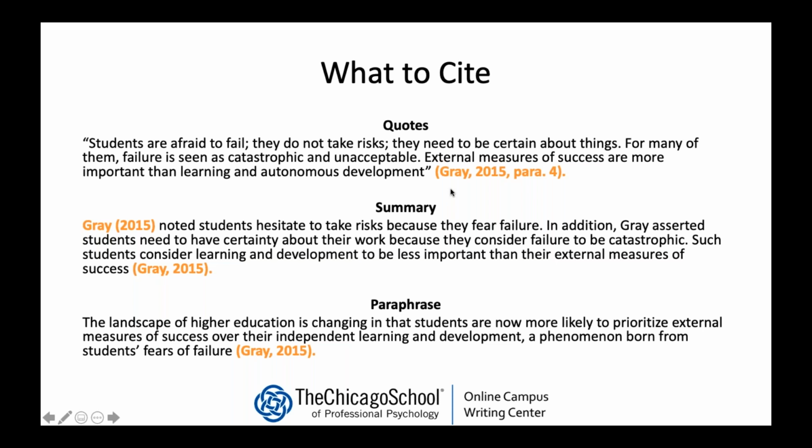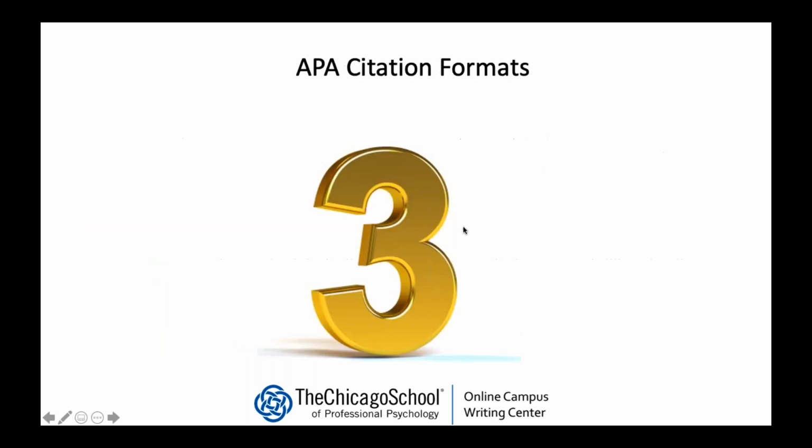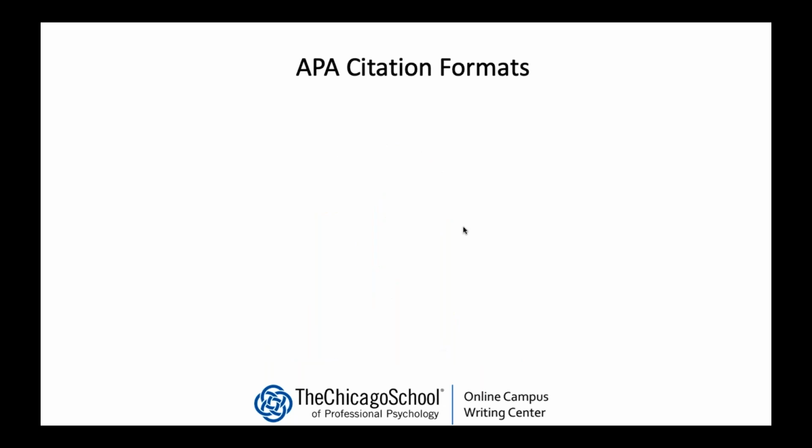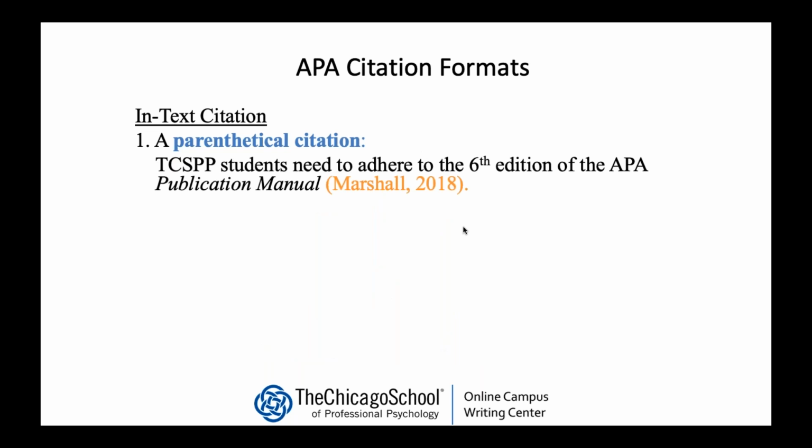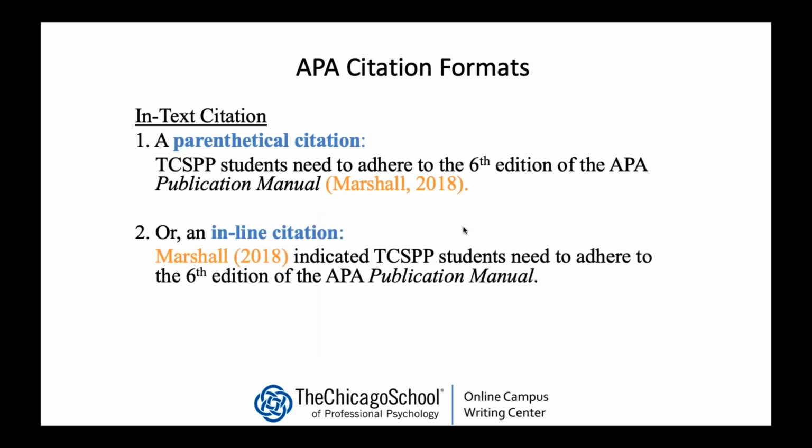So now that we've decided what to cite, let's take a little look at how to do that. There are three main formats. The first is an in-text citation. You can use both a parenthetical citation or an inline citation like we just reviewed. So a parenthetical citation will appear typically at the end. Both the author or multiple authors and the year are contained inside of that citation.